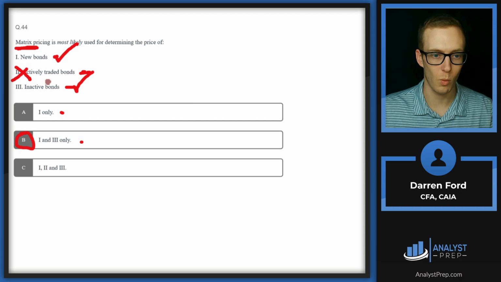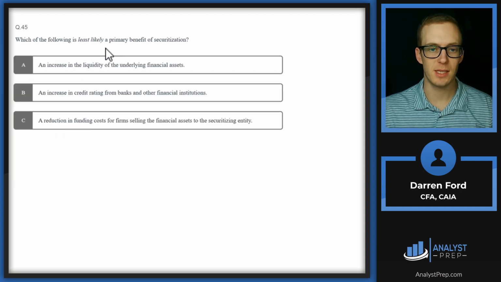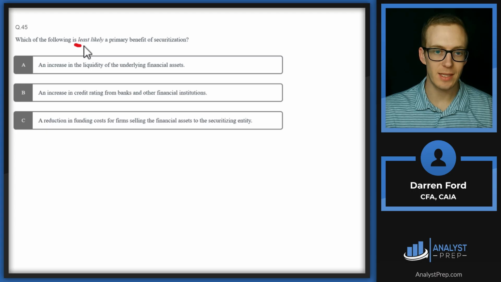This will be used for 1 and 3. Which of the following is least likely a primary benefit of securitization? So we've got least likely here. So 2 of these are going to be benefits of securitizing and 1 is not.